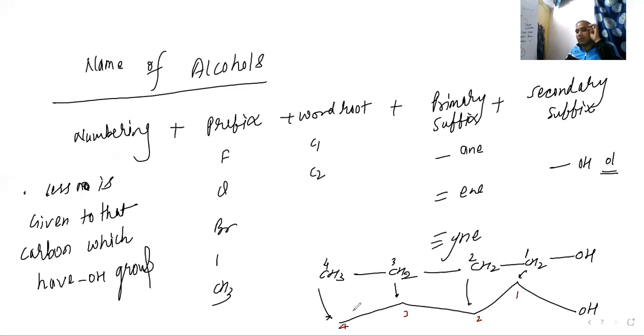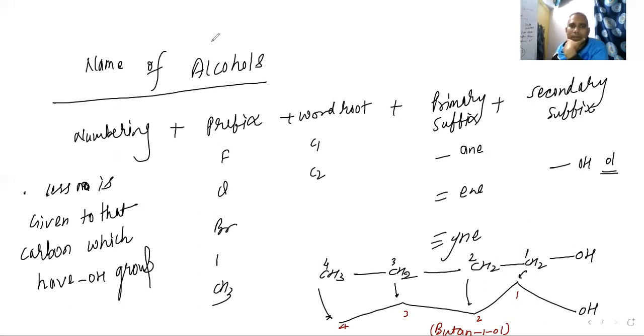Jana, please tell me the name of this compound. Butanol. But, then single bond, ane, the e I am removing, ol. Butan-1-ol. Are you able to understand? Is it okay? Yes, sir.